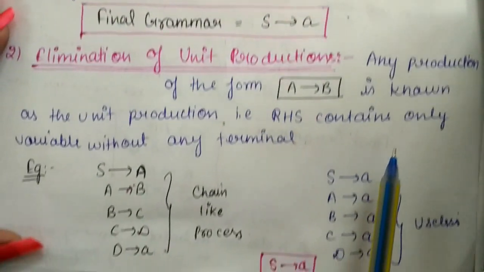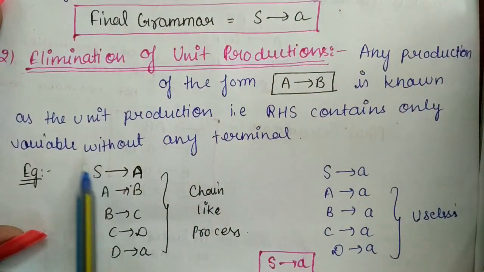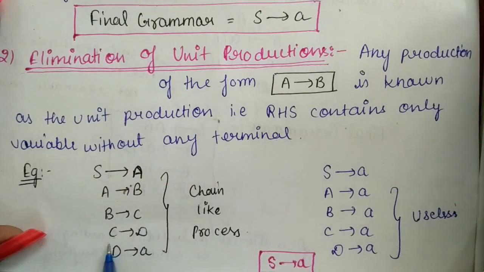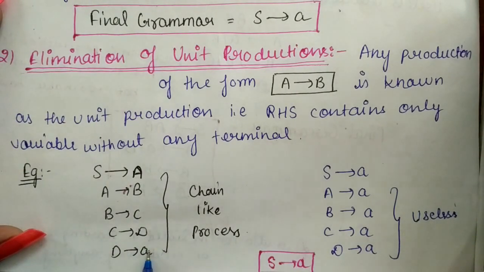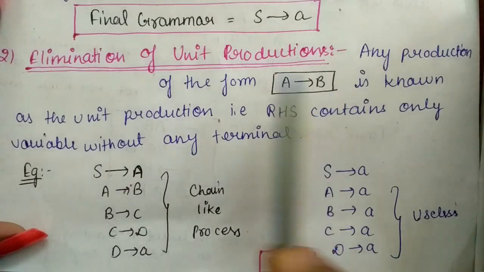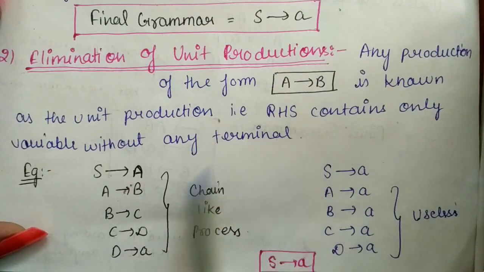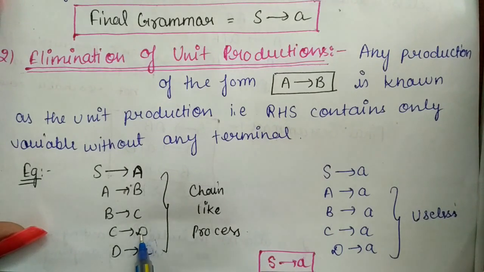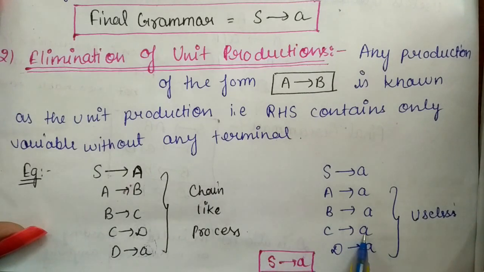So see the example. Suppose we have this kind of grammar in which S tends to A, then A is calling B, B is calling C, C is calling D, and at last D is deriving a terminal a. So how to remove this unit production? For removing unit production, since C is deriving D, and the value of D is what? A, terminal a. So whenever we see this unit production, we replace D by its production. So the value of D is A, and we replace this by A.